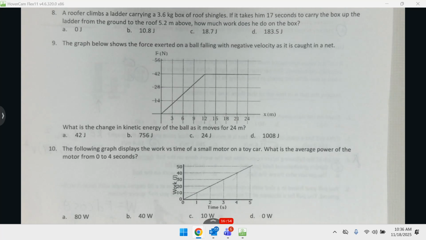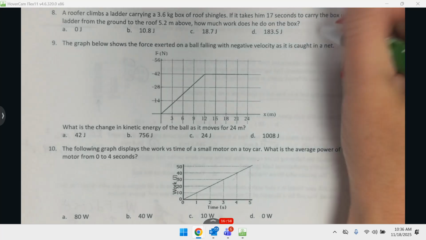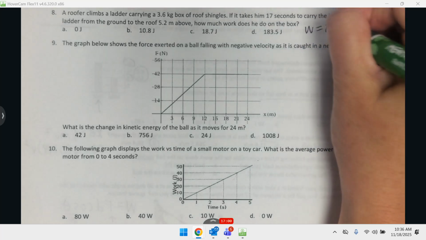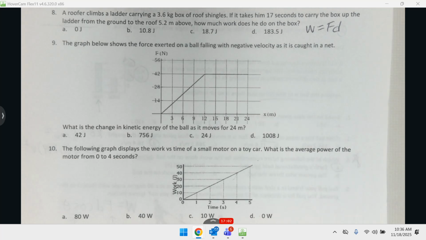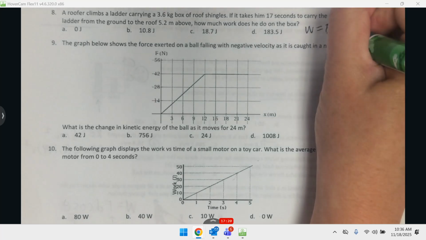So there's no angle to consider, and it doesn't tell me that there is one either. So it's just going to be force times displacement. If you are lifting something or carrying it up a ladder, same thing. The force that you have to use is the weight of the object. Anytime you're lifting something, even if it's your own weight because you're climbing stairs, same thing. The force you have to use is Fg.